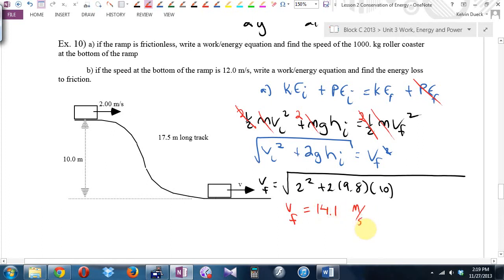That would be if this was frictionless. In real life, Neve, roller coasters are not. They grease them down, though. They get them pretty good. In real life, you would lose some energy due to sound and heat. So let's suppose you were sitting at the bottom of the roller coaster and you had my radar gun and you clocked it as it came by you at, instead of 14.1, 12 meters per second. Okay.